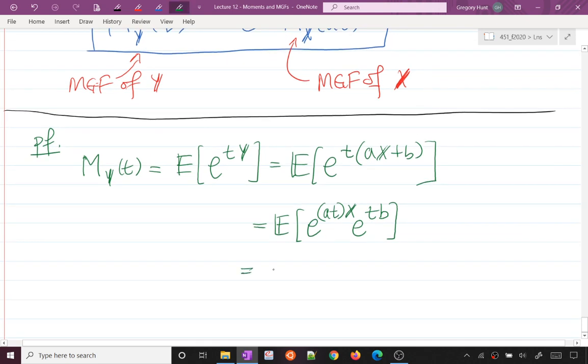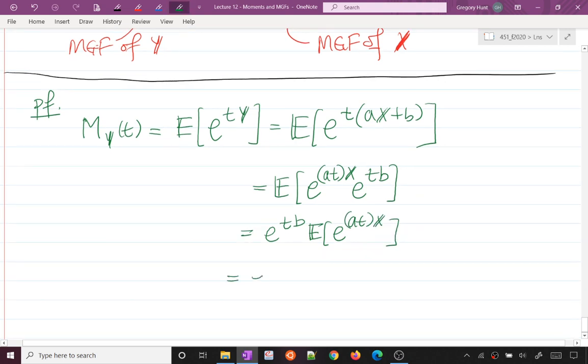And e to the tb is a constant as far as the expectation is concerned. It's not a random quantity. And so I can pull that out of my expectation. I can pull that e to the tb out, and I'm left with the expected value of e to the atx. And e to the atx is exactly the MGF of x, not evaluated at t.